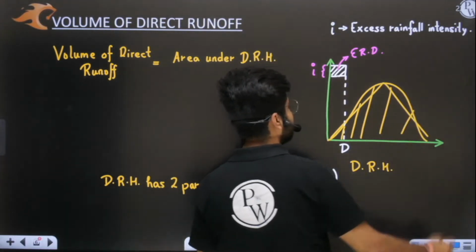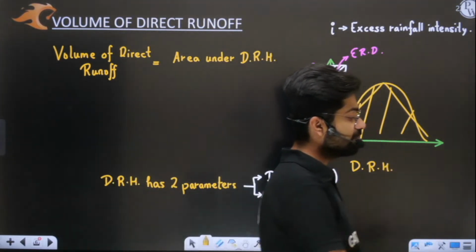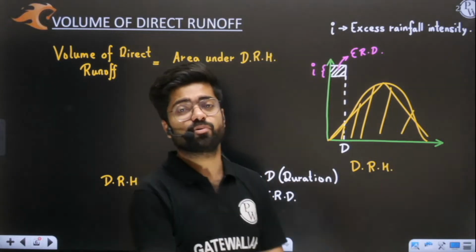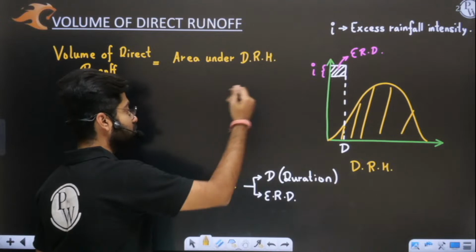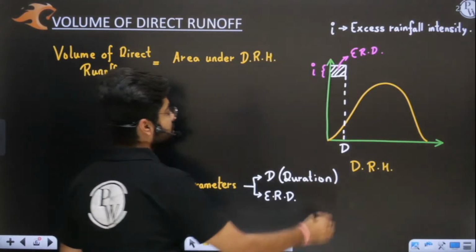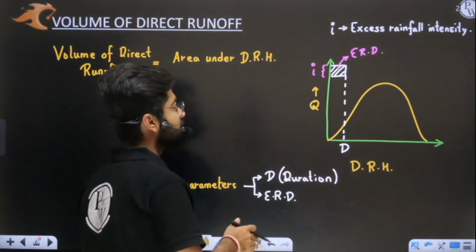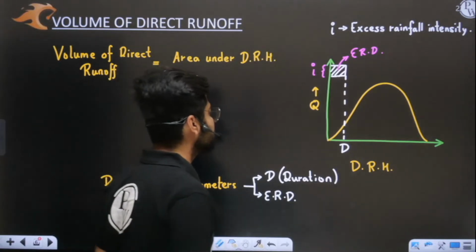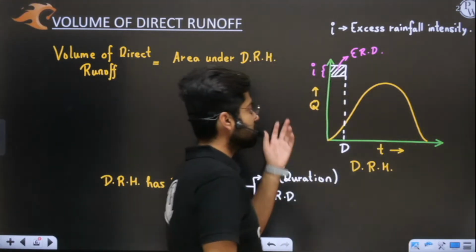If it is a triangle, we can find the area. If it is a trapezoid, then also we can find the area. This is a very important concept, very important. When you solve previous year questions, you will see that most of the questions are based on this only. So listen very carefully. See, on the y-axis we have discharge, and on the x-axis we have time. So this is the discharge-time graph.